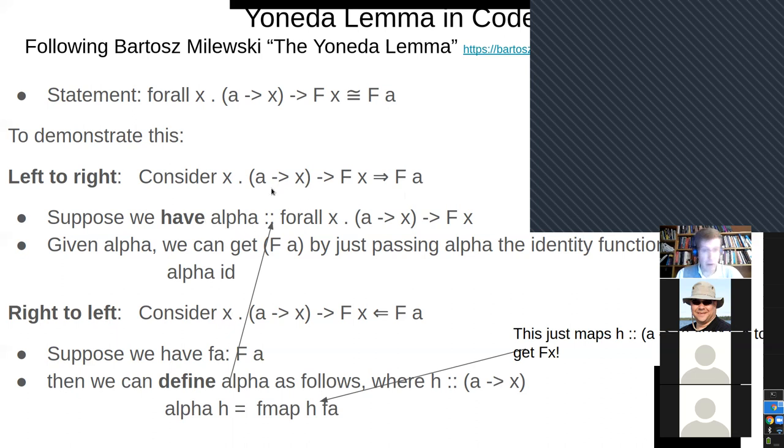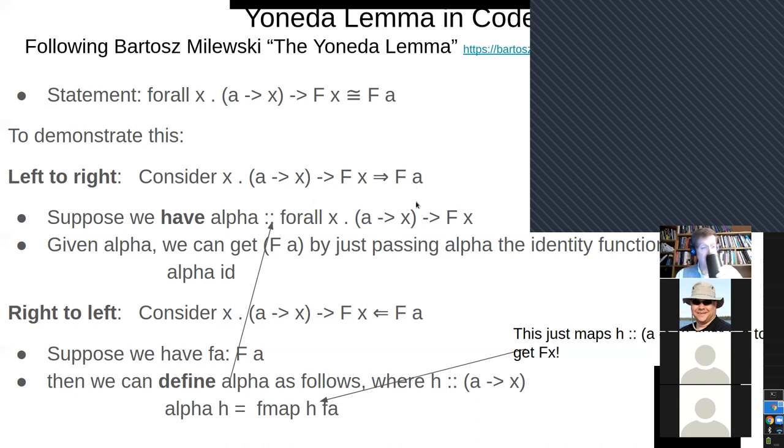So let's suppose we have one of these. This is given, right? We have one of these and we want to produce one of these. So what do we have? We have this alpha. I'm going to call it alpha. It's the same basic construct. Here we had to define alpha. Here we're given alpha. This is what we have up front. So for any X, we have this function which will take in an A to X, and for any A to X, it'll take it in and it'll produce an FX.